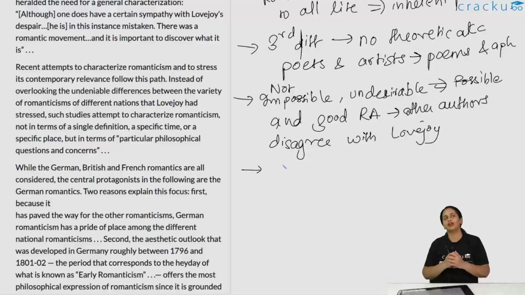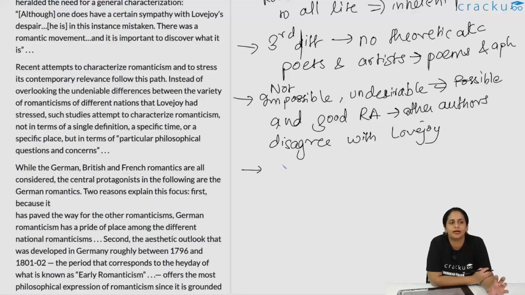So basically, many of the people who have tried to study romantic aesthetics in recent times have said that it is possible and we can give general characteristics of this particular movement. They have not tried to generalize it by a specific time, saying, okay, at this period romanticism was like this, and at that time romanticism was like that. Nor are they saying that in this particular nation it is like this. It is not defined by time or place, or by a single definition of romanticism. But what they define romanticism by is the philosophical questions it tried to raise or the philosophical concerns it had.